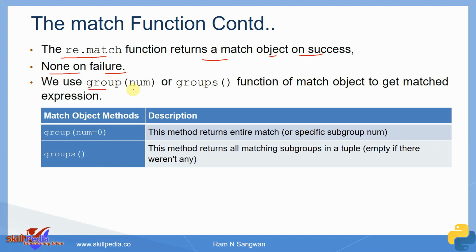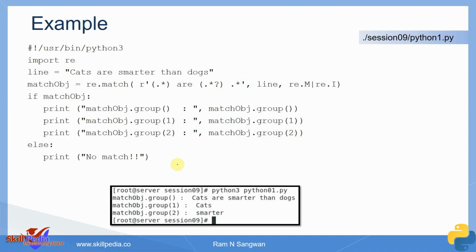We use group followed by a number, or the groups function, on the match object to get the matched expression. Group returns the entire match. You specify group number 1, 2, 3, or a specific subgroup number, like we used 1 and 2. Groups returns all matching subgroups in a tuple, empty if there were not any. And this is the example we studied.